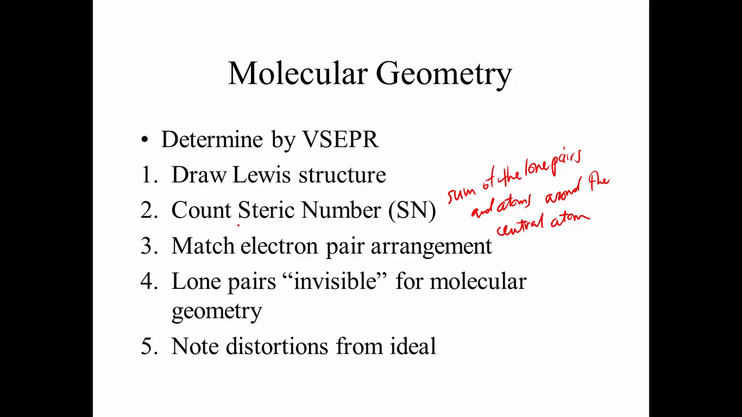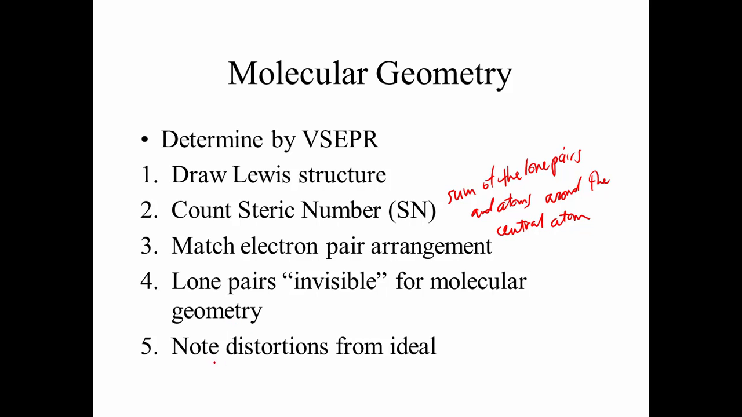And then once we know the steric number, we can match the electron pair arrangement from our table, and then to determine the actual molecular geometry, we need to remember that when we look at molecules, we see atoms, we don't see electrons. So lone pairs of electrons are invisible. While they contribute to the electron pair arrangement, they don't show up in the actual molecular geometry itself.